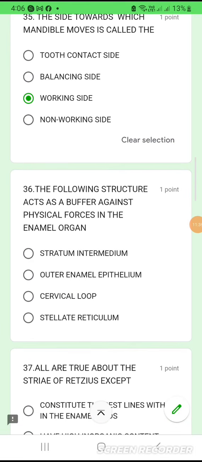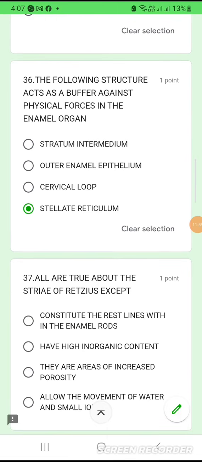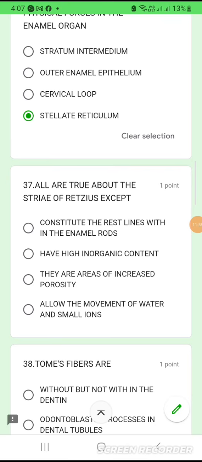The following structure acts as a buffer against physical forces in the enamel organ. So whenever there is a hit in the tooth bud, within the enamel organ, which structure will act as a buffer? Option A, stratum intermedium, option B, outer enamel epithelium, option C, cervical loop, option D, stellate reticulum. Obviously, stellate reticulum, option D is the correct answer.